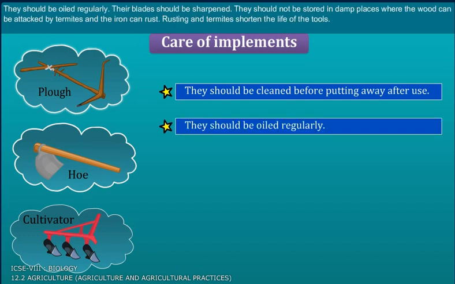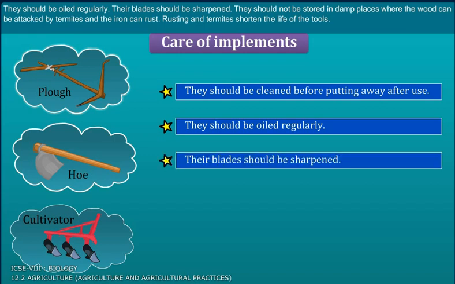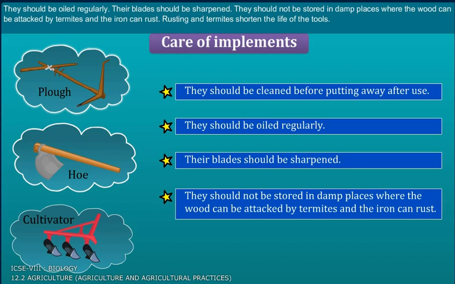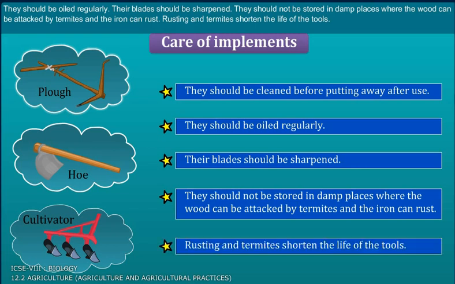They should be oiled regularly. Their blades should be sharpened. They should not be stored in damp places where the wood can be attacked by termites and the iron can rust. Rusting and termites shorten the life of the tools.